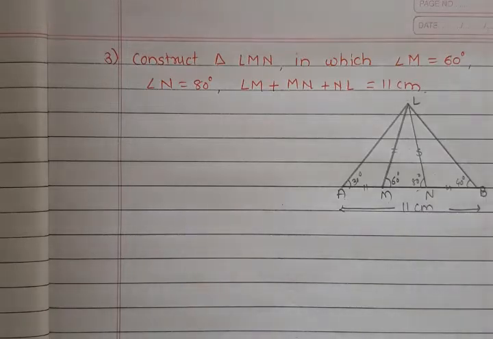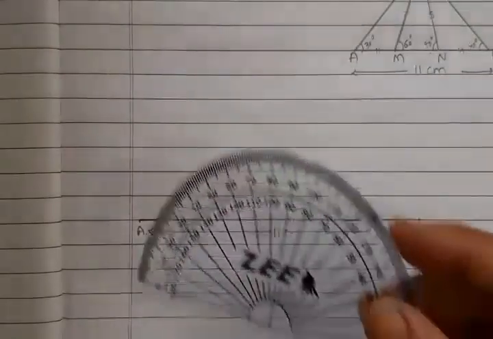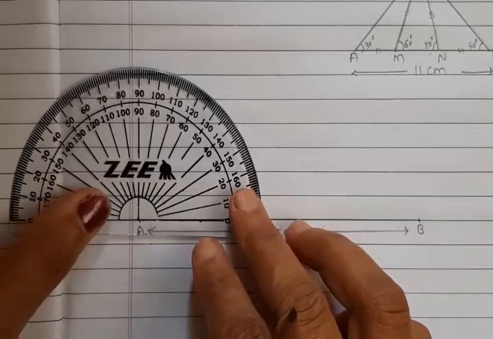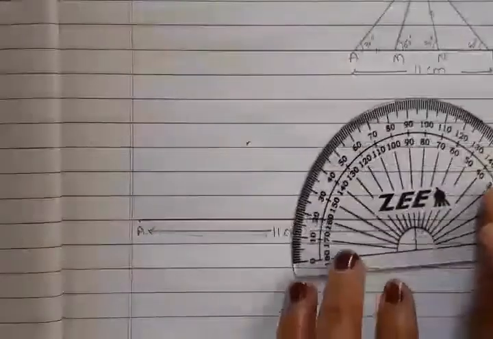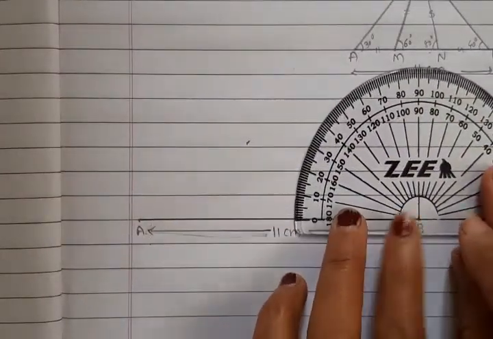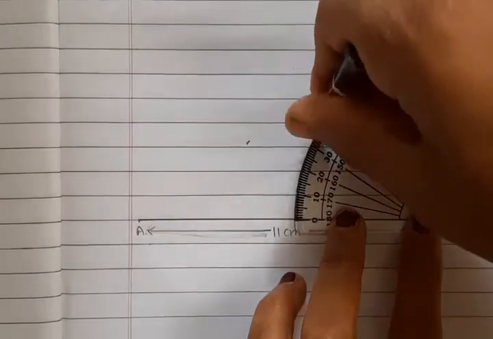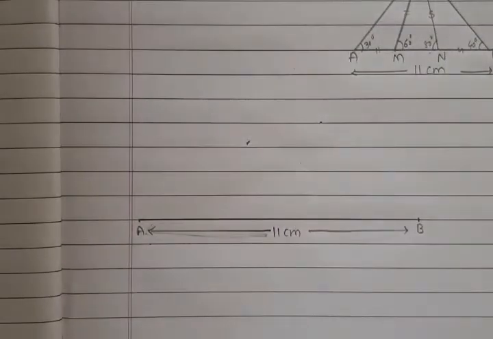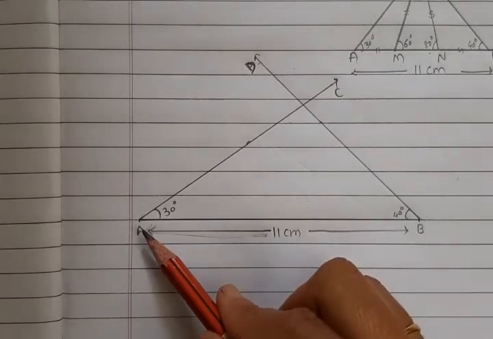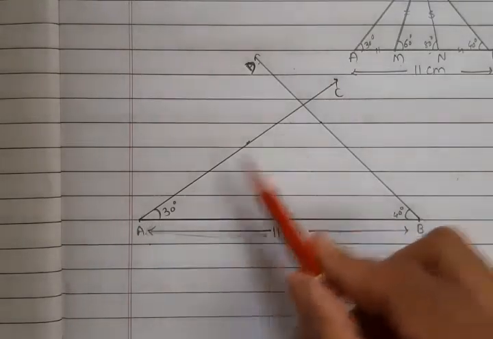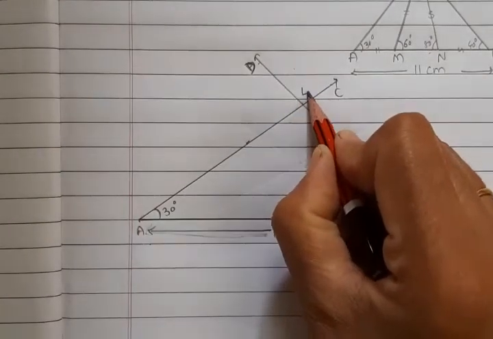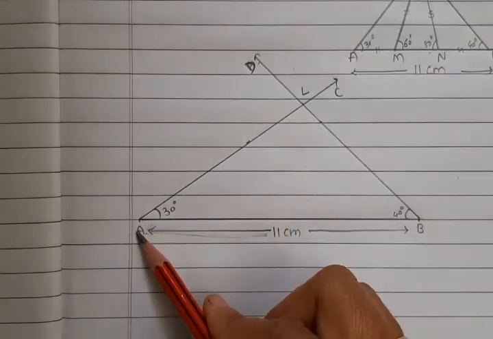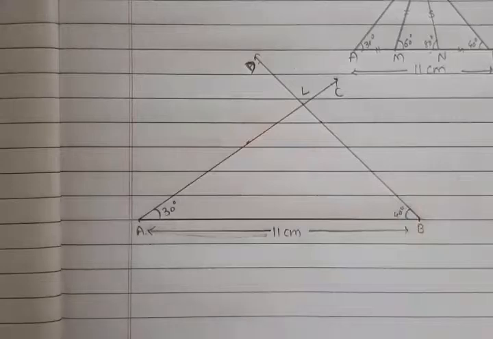Now let's do the construction. First of all everyone draw the segment AB of 11 centimeter. Now with the help of protractor make an angle A of 30 degree. And angle B of 40 degree. Draw a ray on both sides. See, the 30 degree ray AC and the 40 degree ray BD both intersect each other at point L. Now we have to draw the perpendicular bisector of AC and perpendicular bisector of BD.